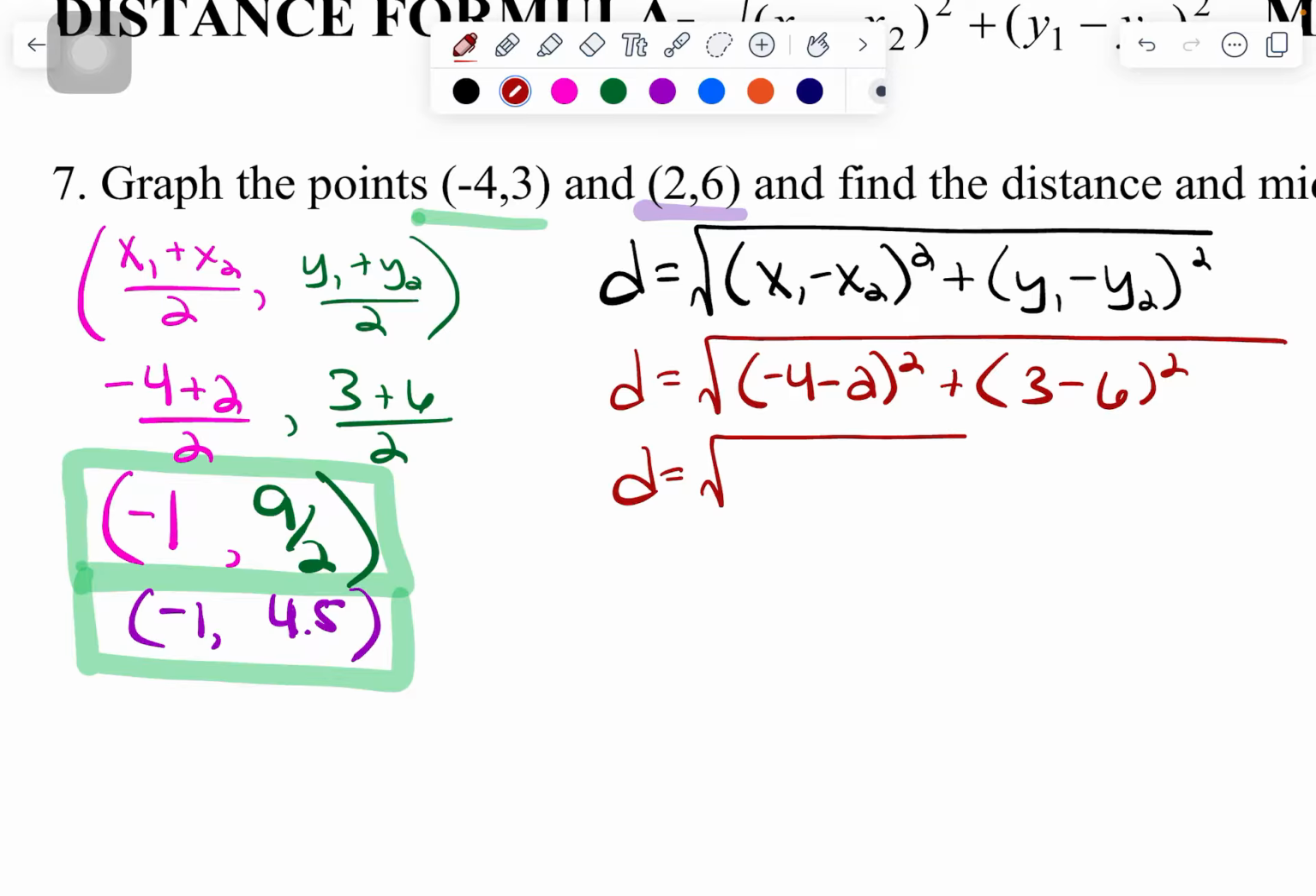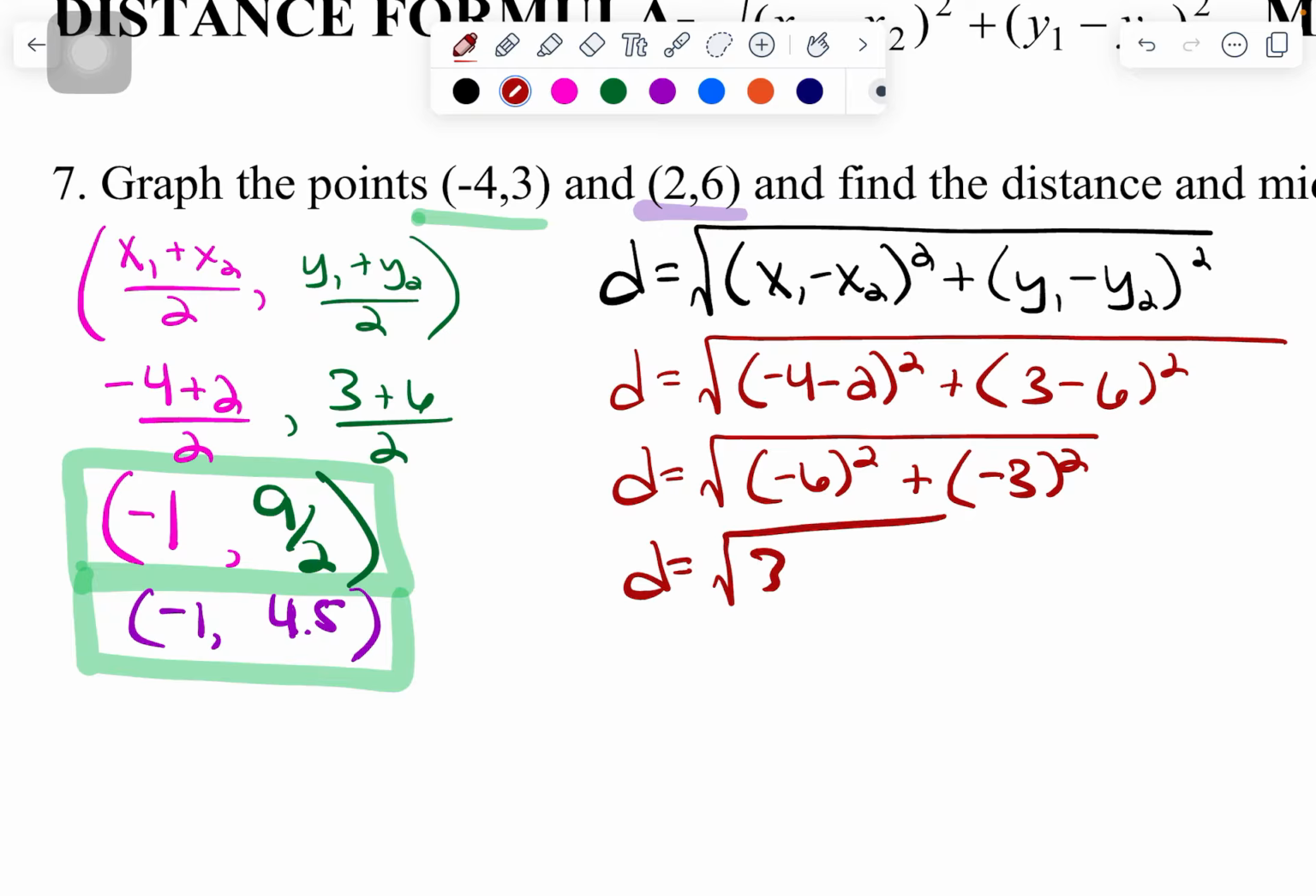So let's see what we got here. So -4 minus 2 is -6. We're going to square that. And then 3 minus 6 is going to be -3. We're going to square that. So -6 squared is 36. And then -3 squared is 9. So 36 plus 9 makes 45. That's under a square root.